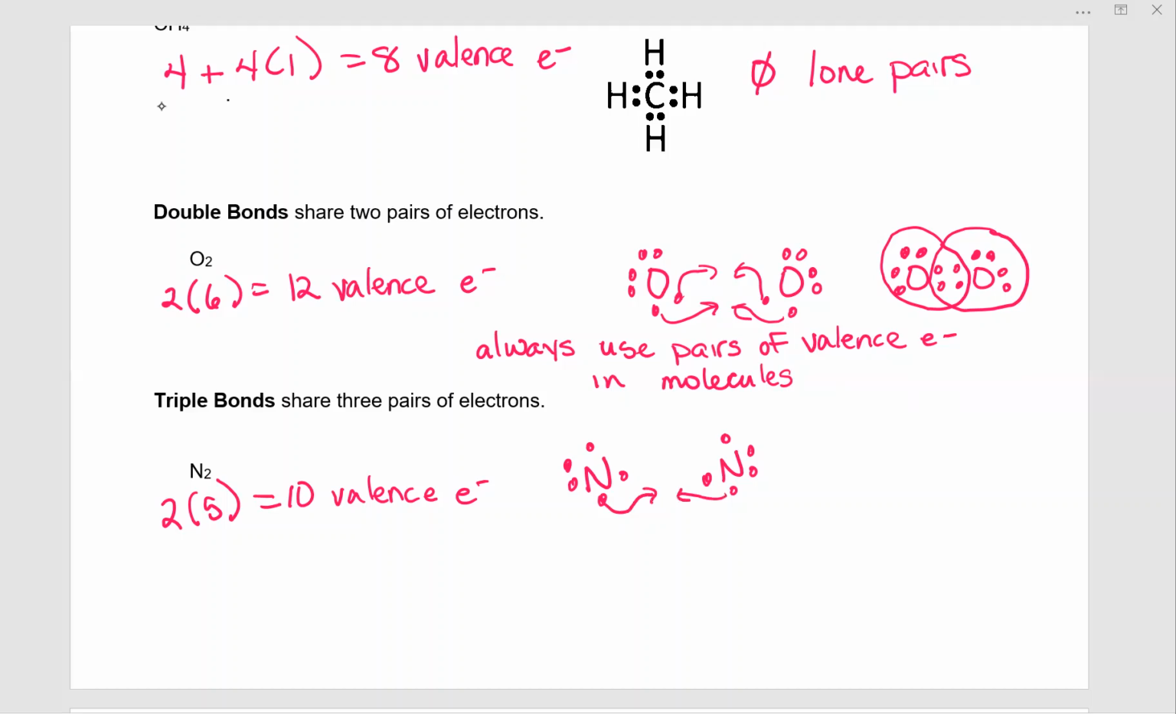So we're going to share, share, share, share. And we end up with 3 shared pairs of electrons. So there's our dot diagram for nitrogen. Notice that each nitrogen meets the octet rule because each nitrogen gets to count all the electrons that are shared to the center.